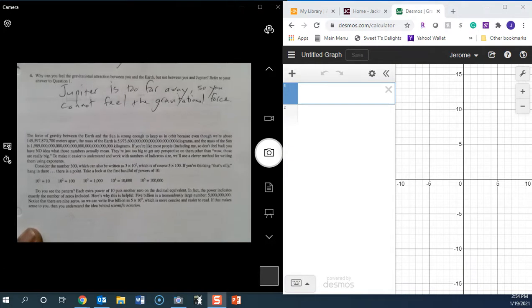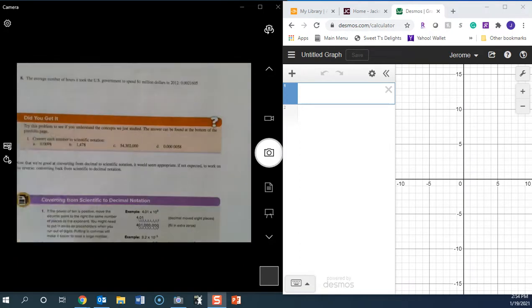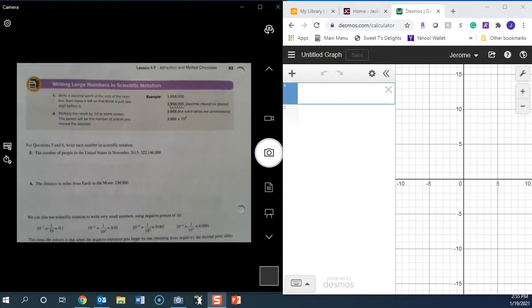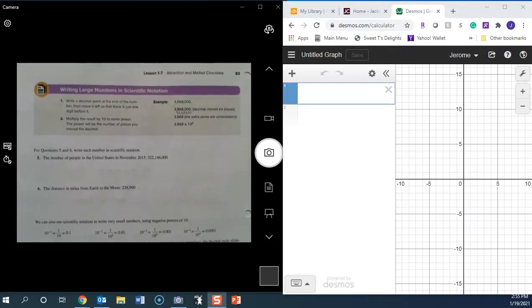So what we're going to do, you can read this at your leisure, but we're going to jump right into the scientific notation problems. So on page 83, it says write large numbers in scientific notation. Number 1, write a decimal point at the end of the number, then move it left so that there is just one digit before it. Number 2, multiply the result by 10 to some power. The power will be the number of places you move the decimal. And then we come down here using these rules.